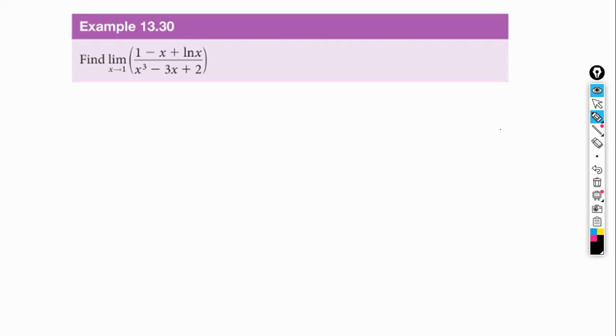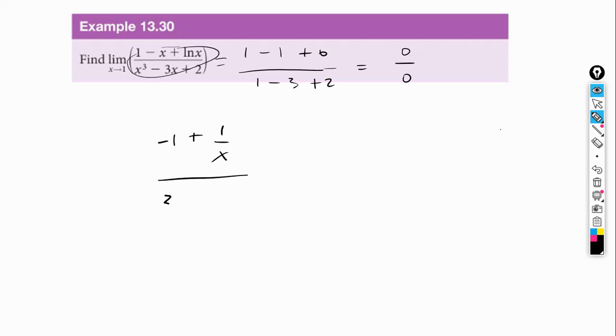So first we're going to look at example 13.30, and they say find the limit as x approaches 1 of that function. Now notice that if we plug in 1, what do we get? We would get 1 minus 1 plus 0 over 1 minus 3 plus 2. And this obviously gives us 0 over 0. So we can apply now L'Hopital's rule and do the derivative of this function in here. So we're going to get minus 1 plus 1 over x over 3x squared minus 3.